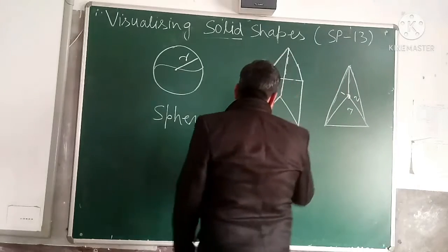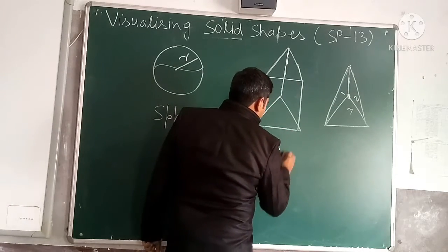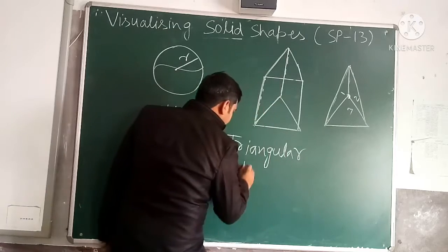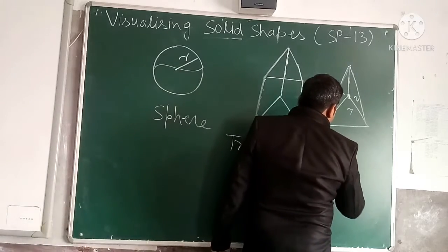This is a triangular pyramid. This is a triangular prism. This is called the triangular prism, and this is called the triangular pyramid.